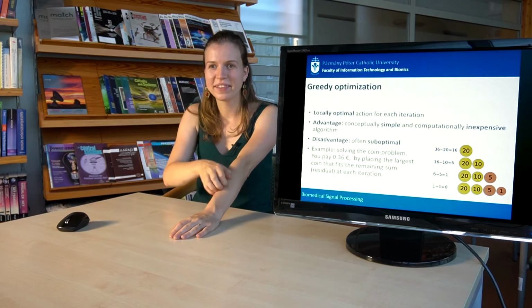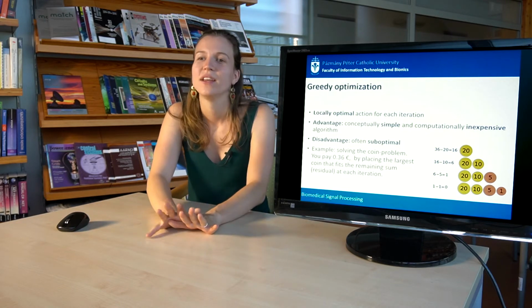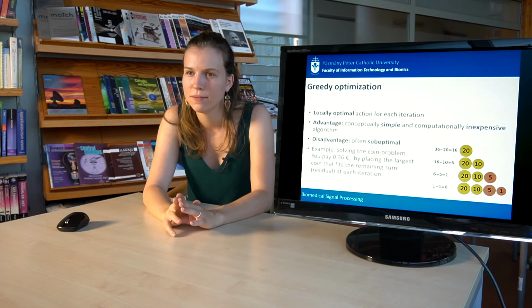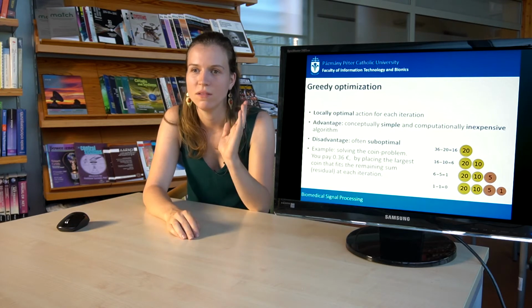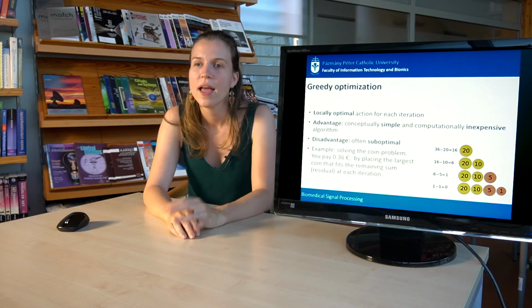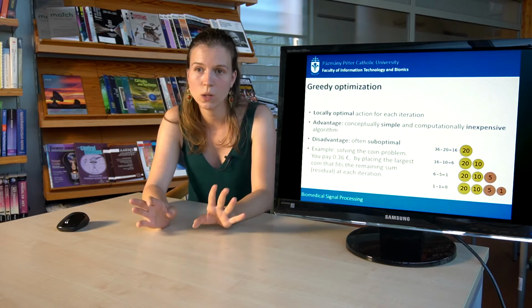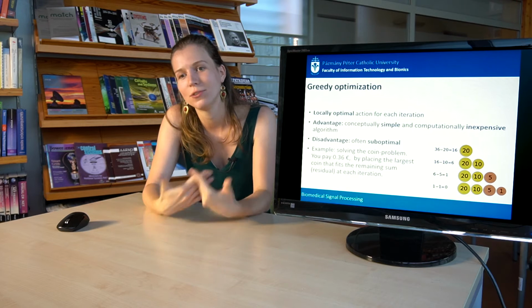So first of all, this greedy optimization method. Imagine the following task. You are at the shop and you have to pay for, let's say, 36 something. Let it be in euro or whatever you would like. And you have some coins, and you would like to pay with the fewest coins possible. So you would like to have a sparse solution.